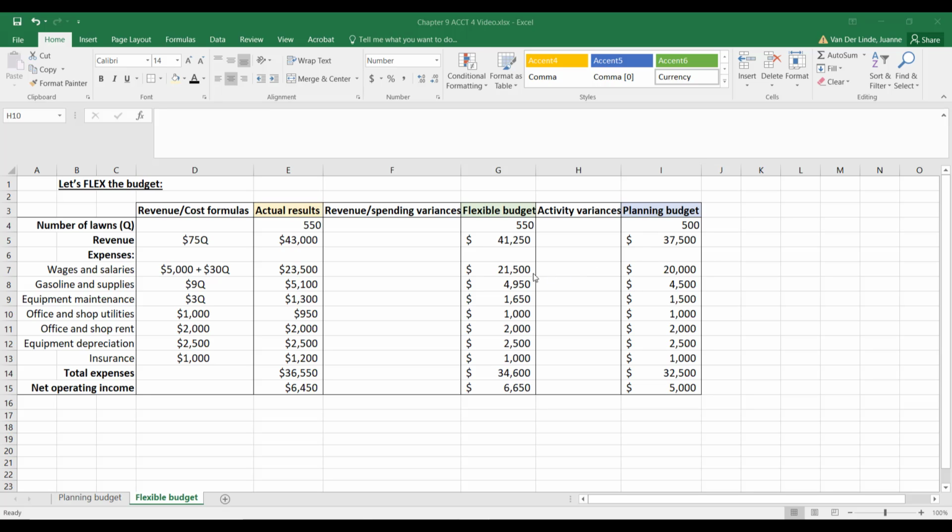So the only reason that there would be a difference between the numbers in the flexible versus the planning budget is because of a difference in activity. So these variances are called activity variances.